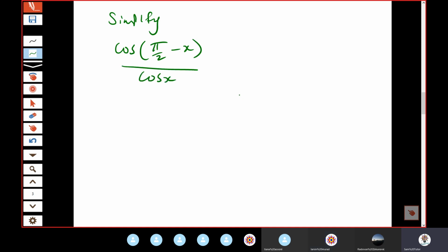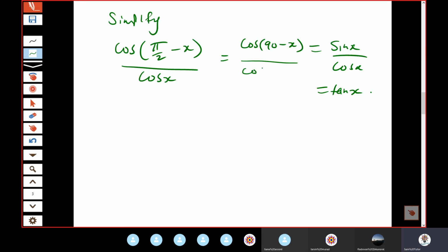Okay, so it's simplify cos bracket pi over 2 minus x bracket, all over cos x. What's cos 90 minus x? Can anyone recall what cos 90 minus x is? Sine x. And what's sine x on cos x? Done. Easy.